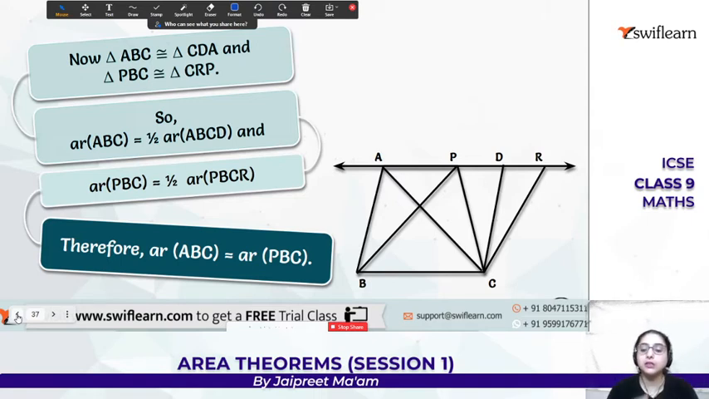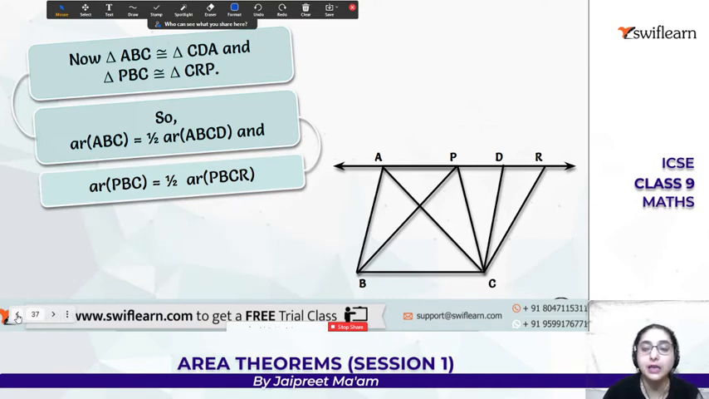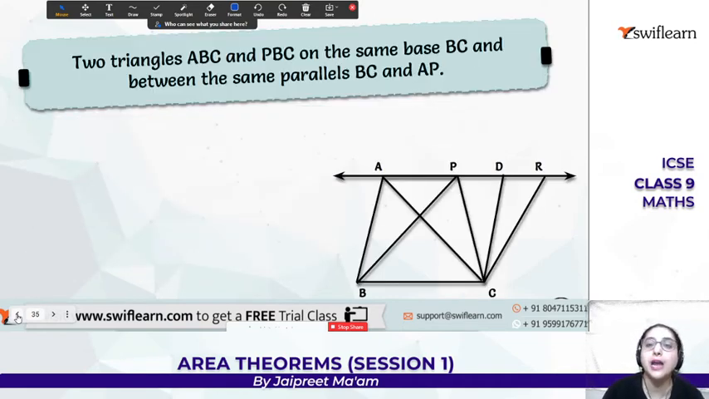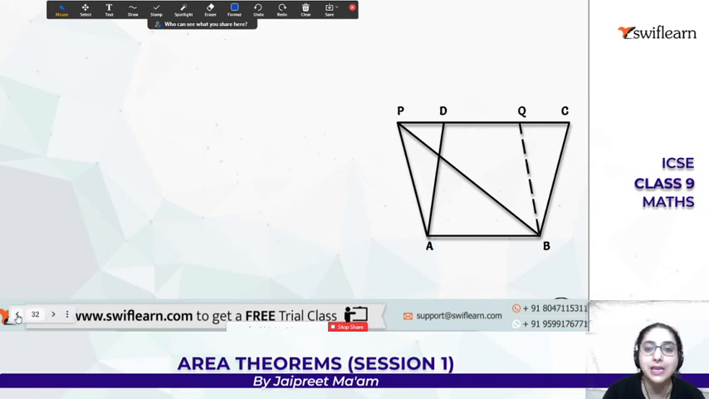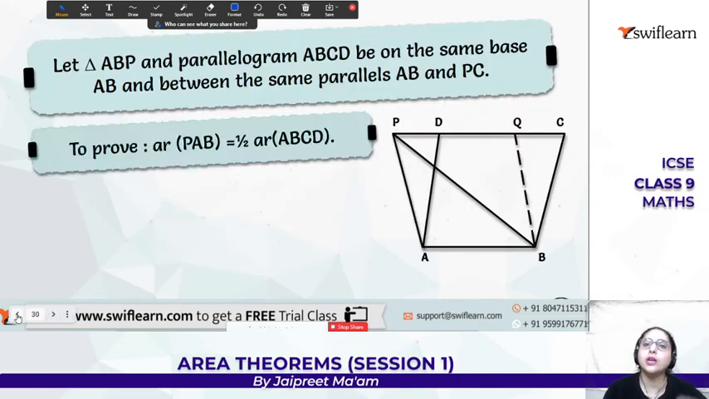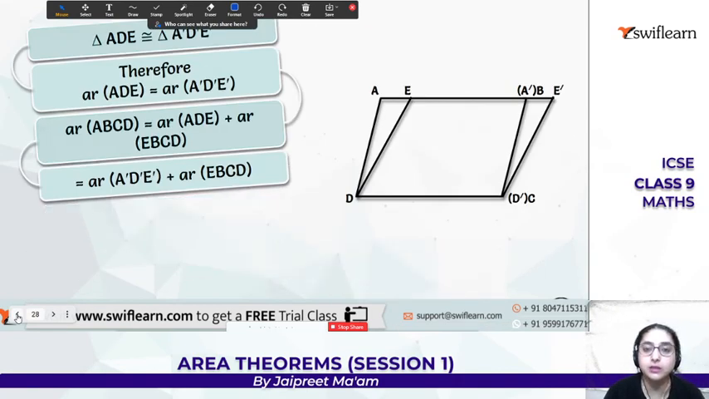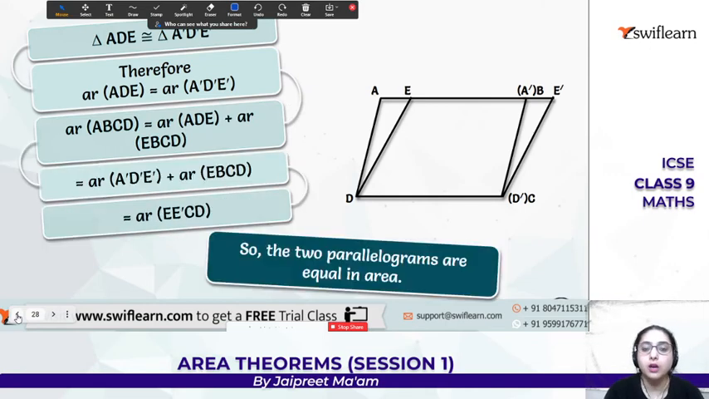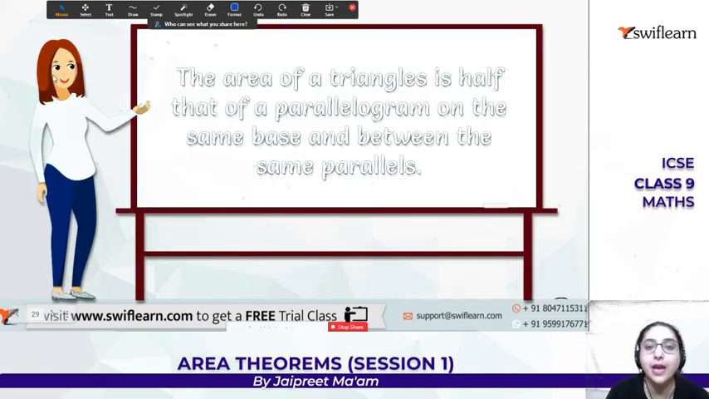We have learned the first theorem was that the areas of two parallelograms drawn on the same base are equal. It's not important; you will learn the exact definition. Next we have learned the area of a triangle is half the area of a parallelogram on the same base and between the same parallels.